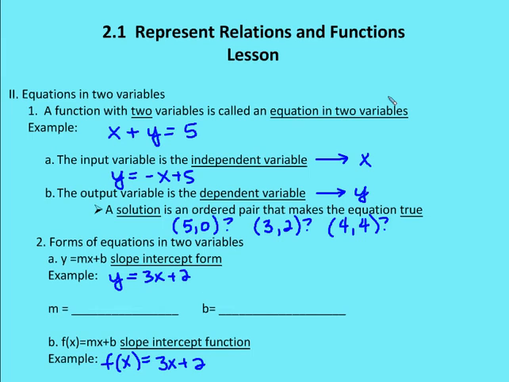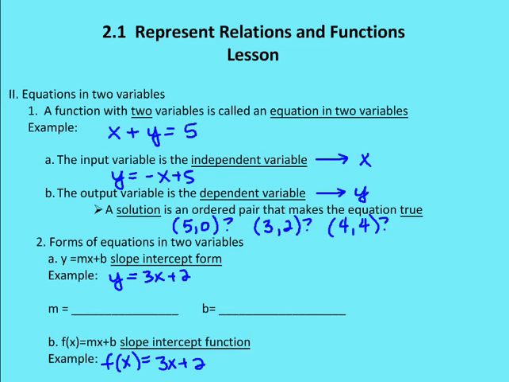When I graph y is equal to negative x plus 5, my independent variable is going to be the input variable, or the x value. The output variable is going to depend on the value that goes into the x. So y will be dependent on the input. So what matters is what I put in for x, that will provide a result for y. So input variable, again, is the independent variable. It stands alone. The output variable is the value that depends on the independent variable.